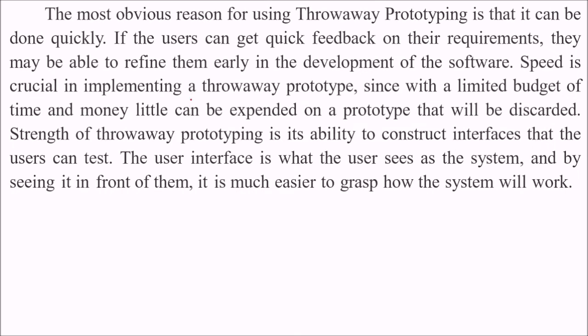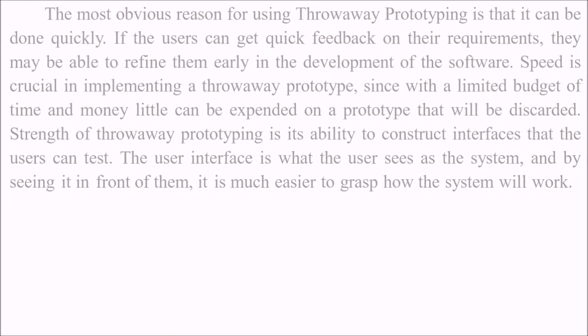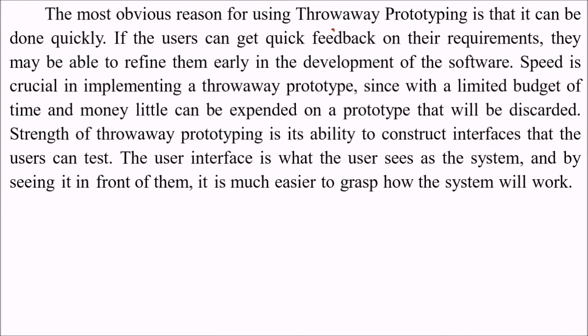Okay. Then, because we are going to discuss evolutionary prototyping also, the most obvious reason for using throwaway prototyping is that it can be done quickly. So the user can get quick feedback on their requirements. They may be able to refine them early in the development of the software. So speed is a crucial aspect in implementing the throwaway prototype, since with a limited budget of time and money, little can be expended on a prototype that will be discarded eventually. So the strength of throwaway prototyping is its ability to construct interfaces that the user can test. And the user interface is what the user sees as the system, and by seeing it in front of them, it is much easier to grasp how the system will work.